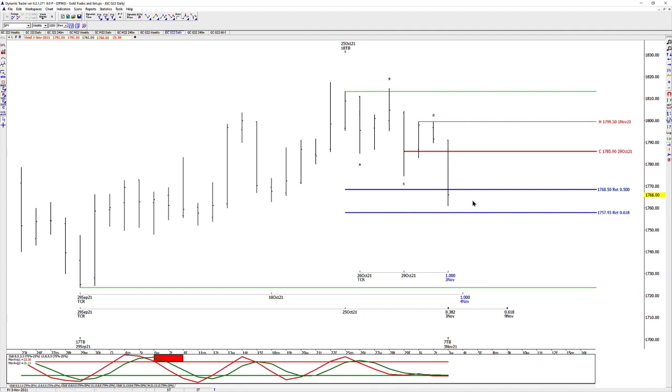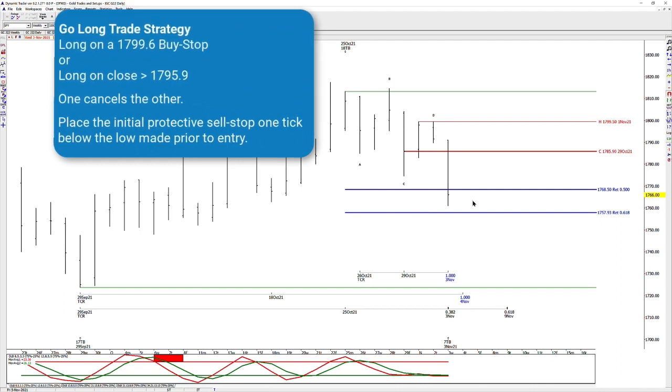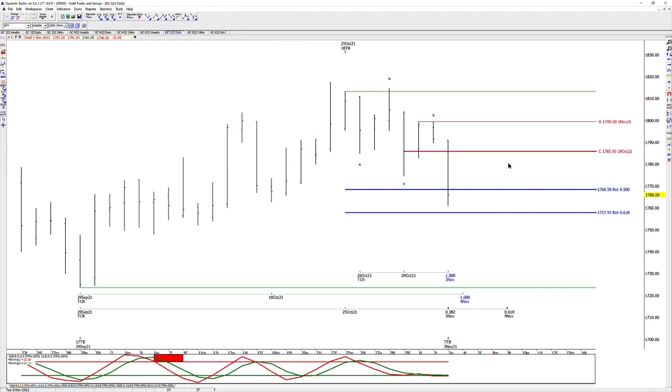So that's the trade strategy. Go long on a close above 1785.90 and/or a buy stop at 1799.60. Where's our protective sell stop going to be? Well, it's going to be one tick below the low made prior to entry. So we don't know where that low is going to be yet. We don't even know where the entry price is going to be yet.